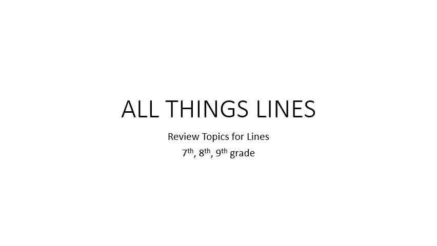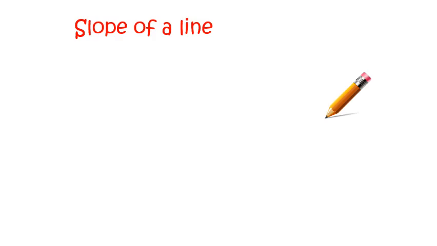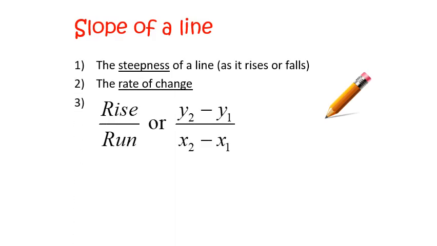Let's review all things lines, topics from all the way back in 7th grade. First thing we'll talk about is the slope of a line. Slope is the steepness of a line, or the rate of change. It can be expressed as the rise over run.